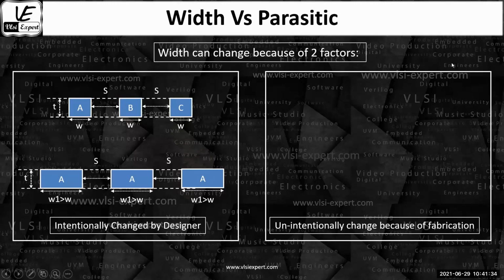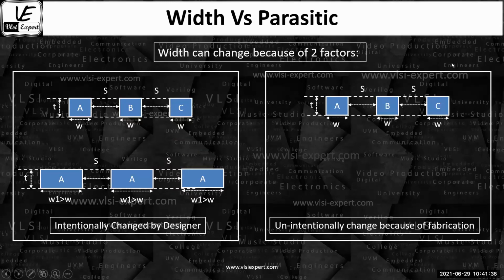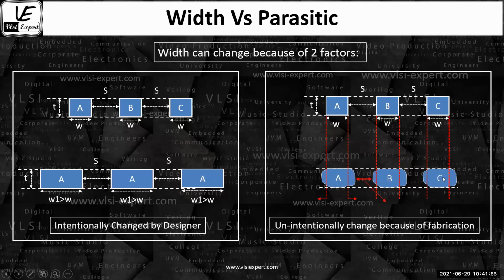But when it happens because of the foundry, because of fabrication defects and manufacturing, this is the structure which you want to fabricate, but because of the fabrication effects it is going to be something like this. I took an example where the width is increasing, just to show you the comparison between the two scenarios. In the worst case, let us suppose the width is going to increase.